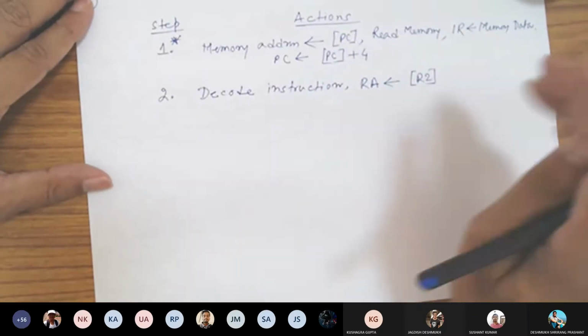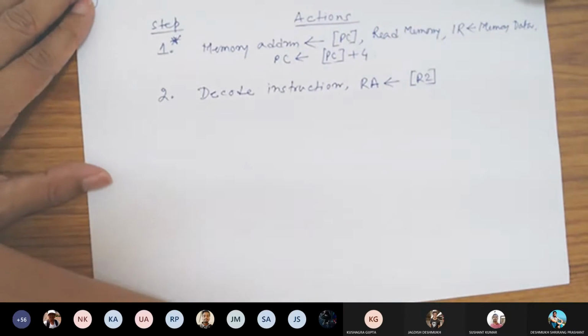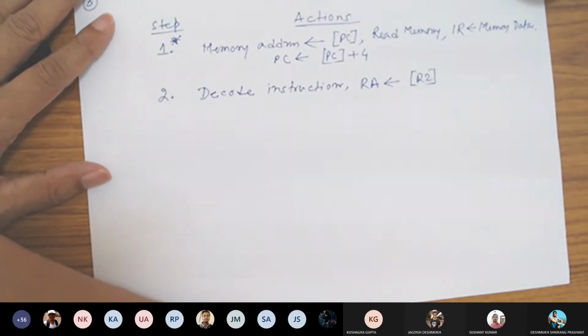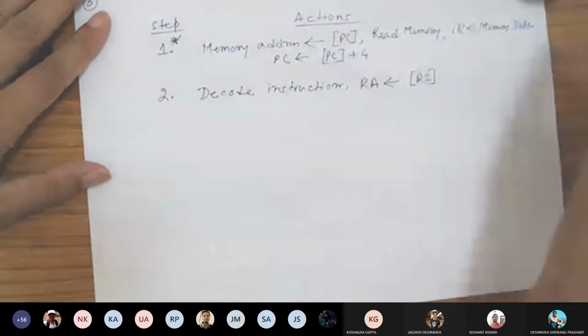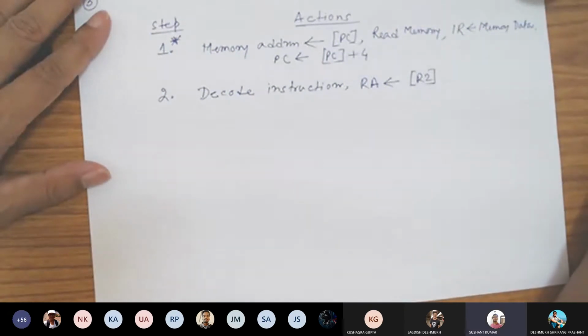So RA equals to R2. Now, what will happen after that? ALU will bypass it. How will you bypass ALU? Sir, there are two options. Either we can load, like you said, in one of the registers, and give immediate. So two options are there.